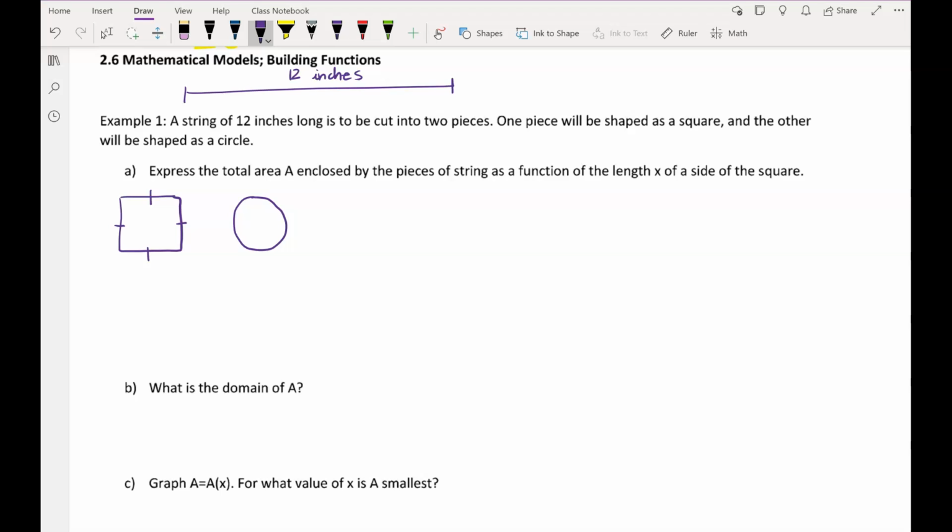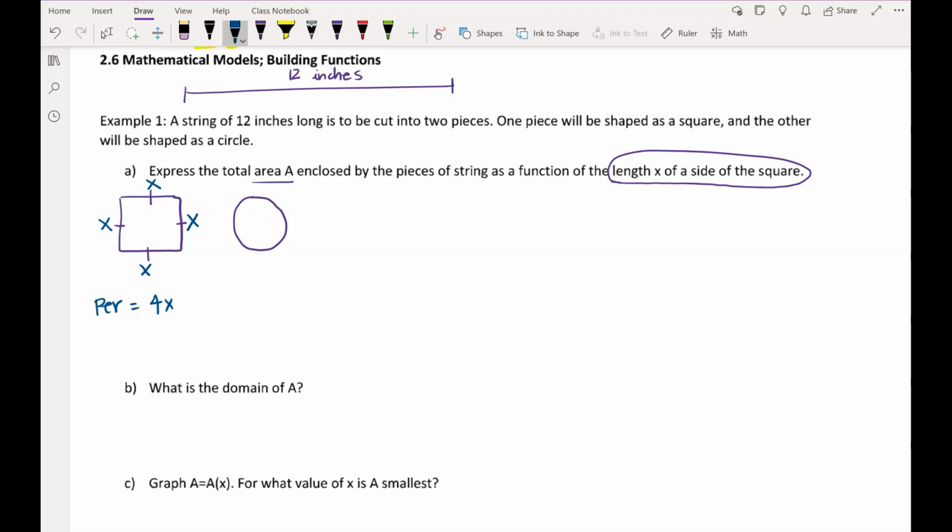Example 1A: express the total area, now called A, enclosed by the pieces of string as a function of the length x of a side of the square. So every single variable, make sure you understand what it is assigned to. So x is a side of the square. As you can see right now, the perimeter is 4 x's, right? Because perimeter is adding up the sides. So currently we're using 4 x's for the perimeter.